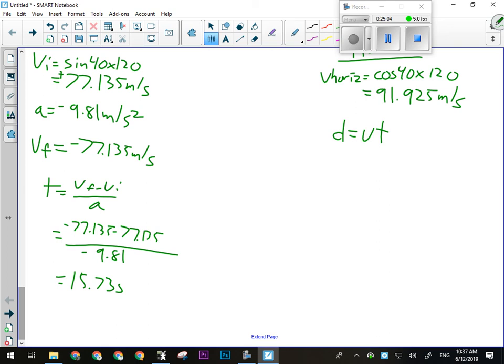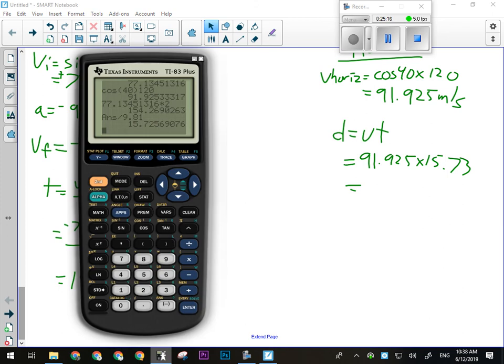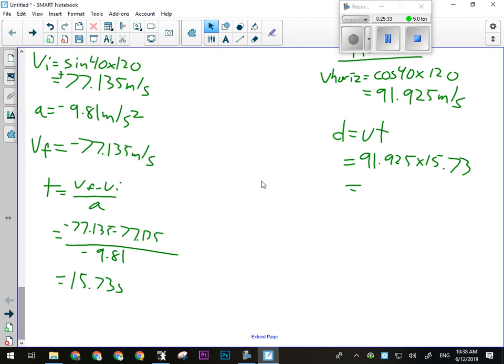All right, now I can put that over here and calculate my horizontal distance. 91.925 times 15.73. Right, but again, I want to use all my decimals, so 91.9253317. All right, so horizontally, it's going to travel 1.4 times 10 to the 3 meters.